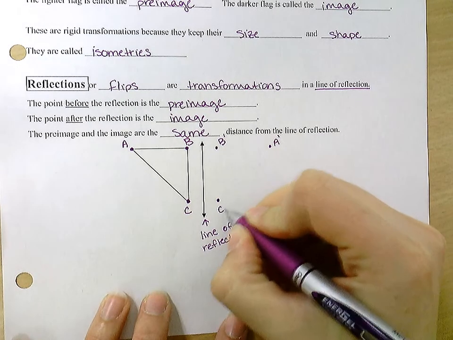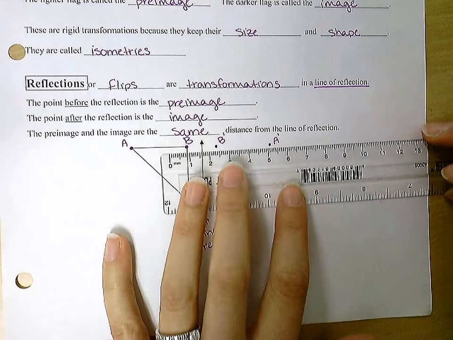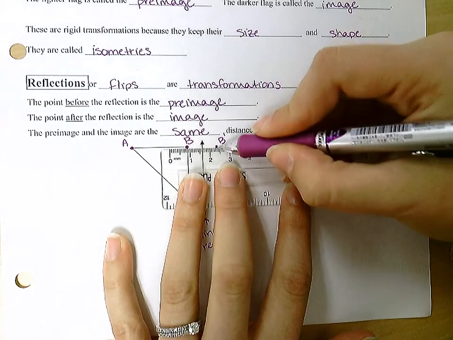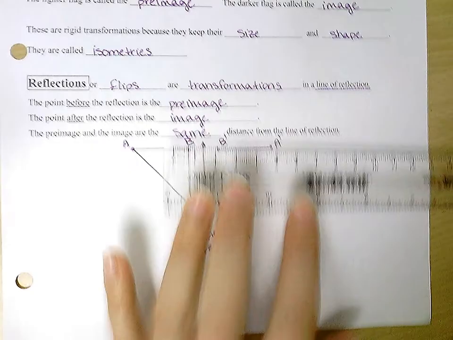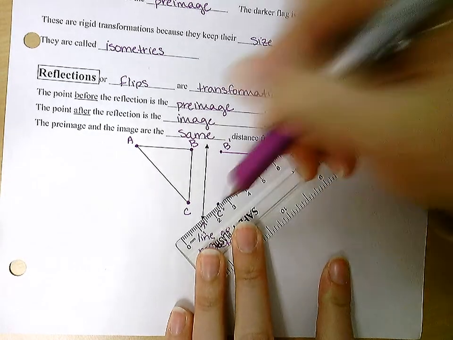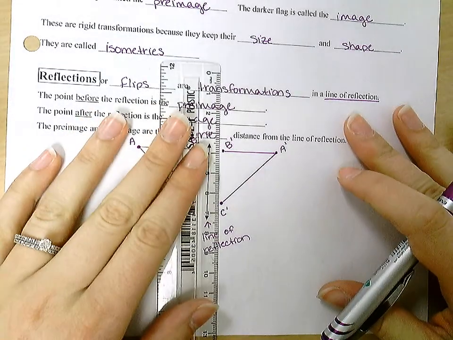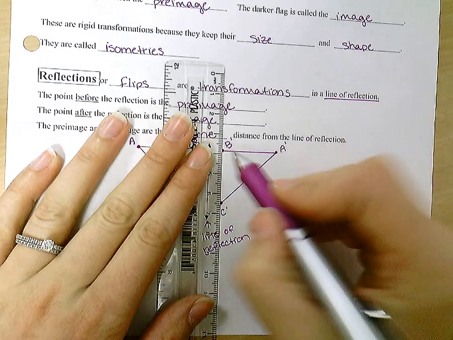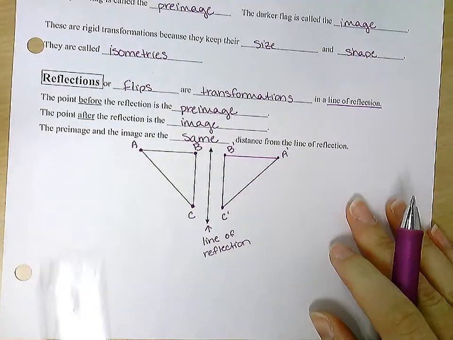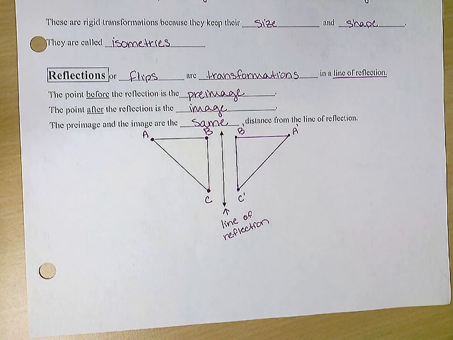Make your point, label it C prime. Okay, so now that I have each of my image points, I can connect the dots here. I'm going to use my ruler just to make it a little bit straighter. So you can see how this image does reflect over that line of reflection.